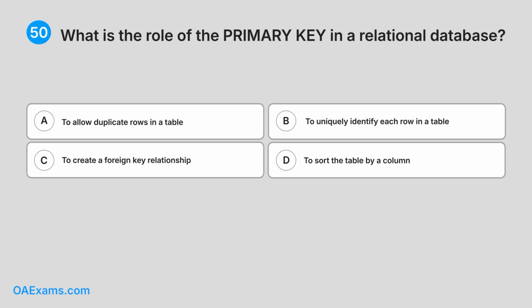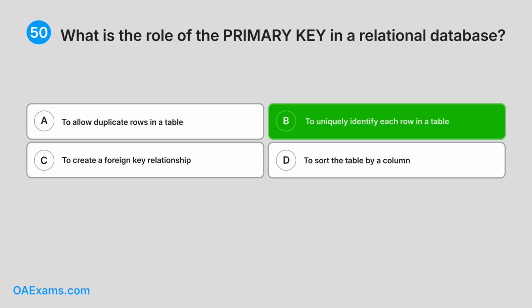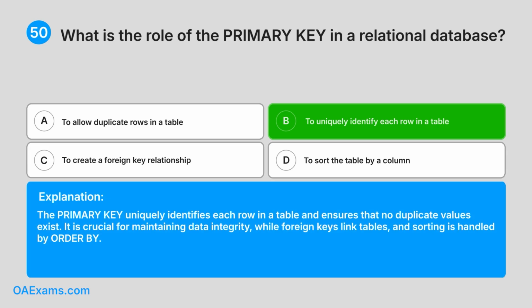Correct answer B. To uniquely identify each row in a table. Explanation. The primary key uniquely identifies each row in a table and ensures that no duplicate values exist. It is crucial for maintaining data integrity, while foreign keys link tables, and sorting is handled by order by.